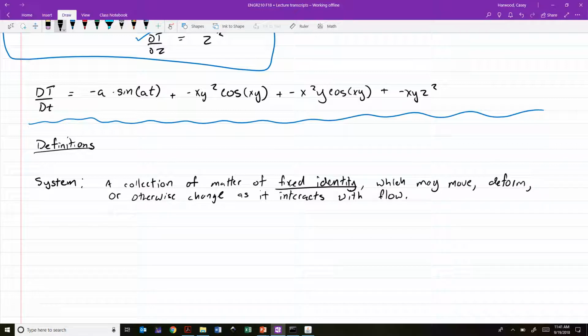So the idea is that once you specify a set of molecules or a set of particles as a system, that same set of molecules is always going to make up that system. A system like this is also often referred to as a closed system, where it's always the same set of matter, and it can also sometimes be known as a material volume. But we'll stick with system right now as the way we define this.